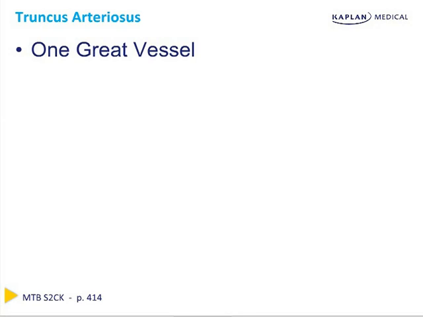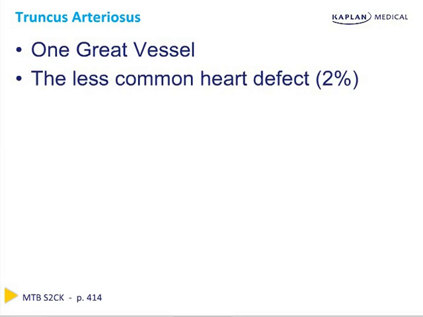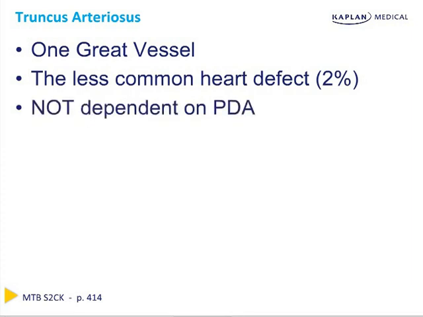Now, truncus arteriosus is very rare compared to the other defects. It's only 2% of all defects. So we're going to focus on how this plays out physiologically and what's the primary management of that. This is also not dependent on a PDA. So these kids with truncus arteriosus do not require prostaglandin E1 to live. They just ultimately are going to require surgery.